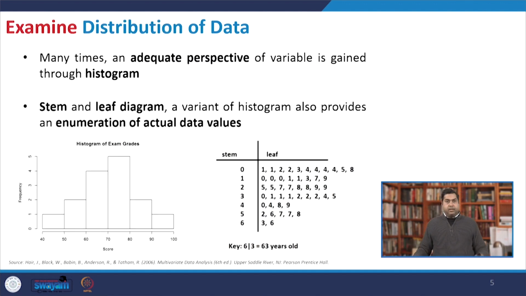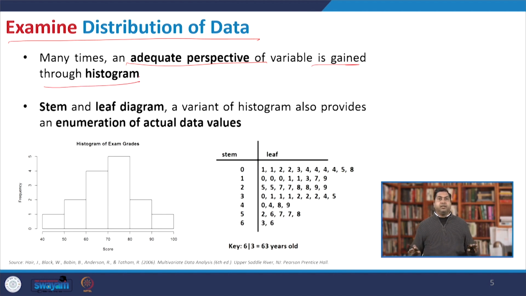Now, in this case, what are the things that normally we do? We examine the distribution of data. Many times an adequate perspective of a variable is gained through a histogram. A histogram is nothing but a kind of bar chart where it plots the frequency, the occurrence of that particular variable, or in simple words, the count of that particular variable in that data set. Here is one example where you can see a histogram of some exam grades.